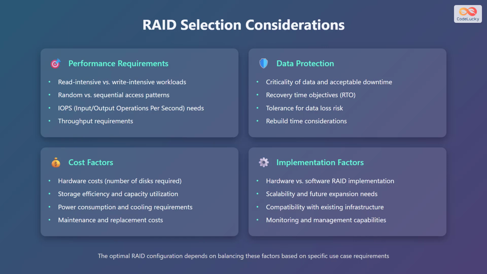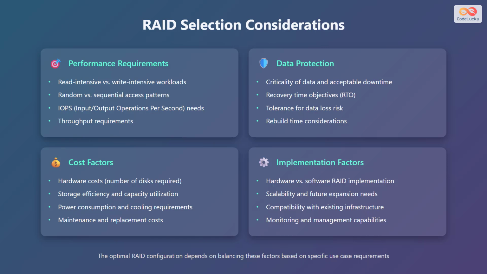Selecting the right RAID level involves several key considerations. The first one is performance requirements. Understand the workload and the IOPS requirements. If you have an application that requires high amount of reads but less writes, then you should select your RAID levels accordingly. Second consideration is data protection. Evaluate the criticality of the data and what is the acceptable downtime. Some applications need high uptime, so you need to consider all the factors to select your RAID level.